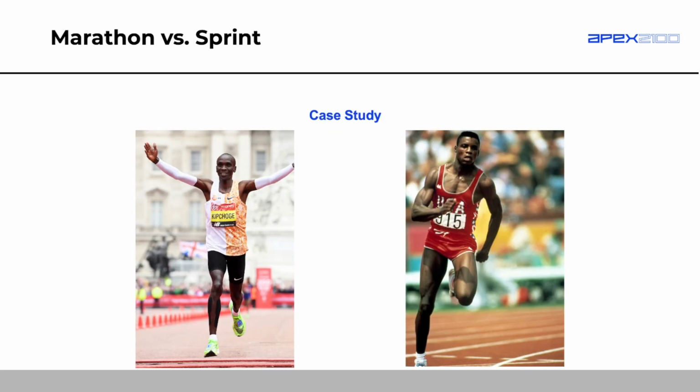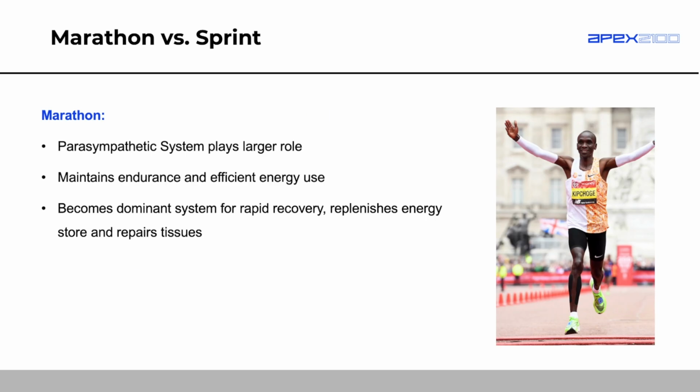And we can see here, if we compare two different sports, a marathon runner versus a sprinter, that actually the marathon runner has the parasympathetic system play a really big role. It helps to maintain endurance and efficient energy use. And it then, of course, becomes the 100% dominant system for the recovery and replenishing energy stores and repairing tissues after exercise.